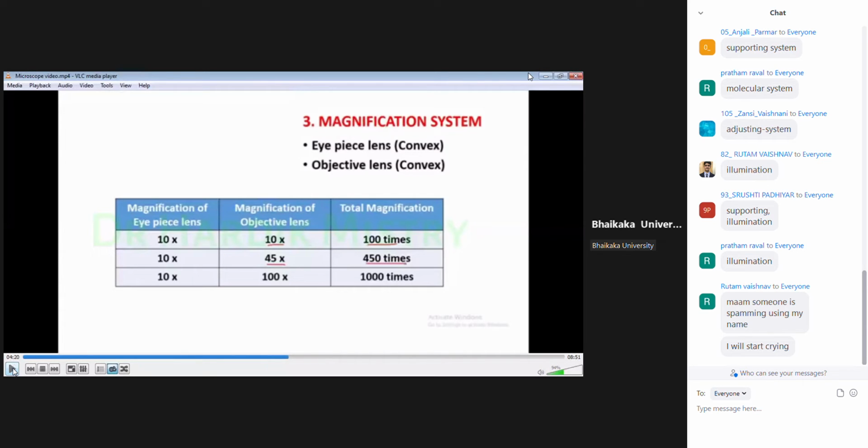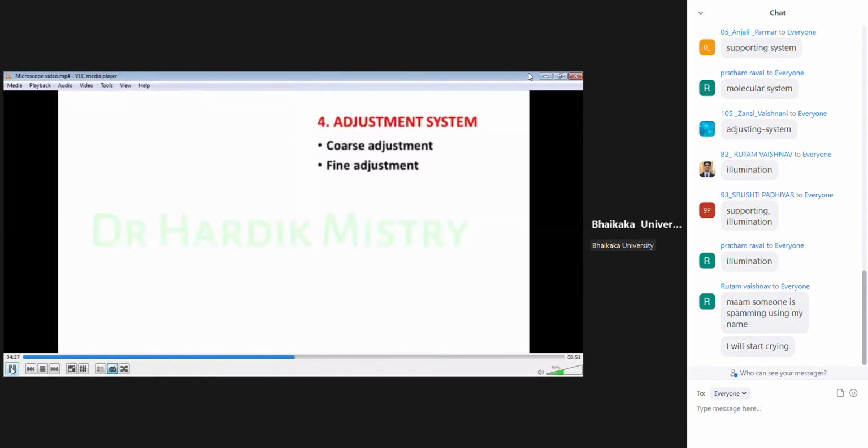So how do we calculate the total magnification? That is just the magnification of the eyepiece multiplied by the magnification of the objective lens. So this is again very important. Total magnification is just the multiplication of the magnification of the eyepiece lens and the objective lens. And whenever we use 100x as the objective lens, the total magnification will be 1000 times.